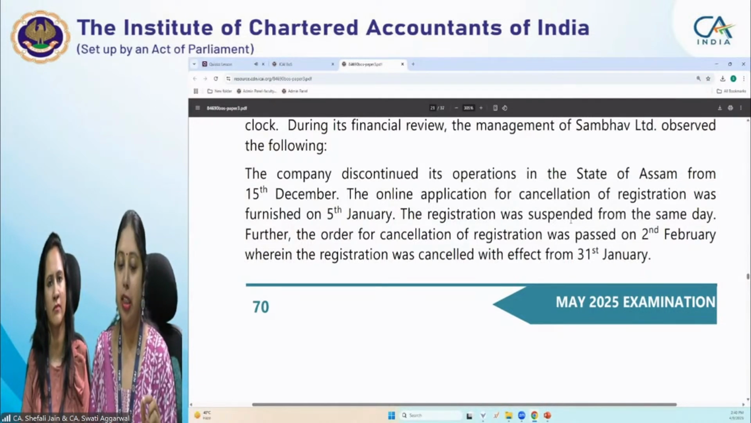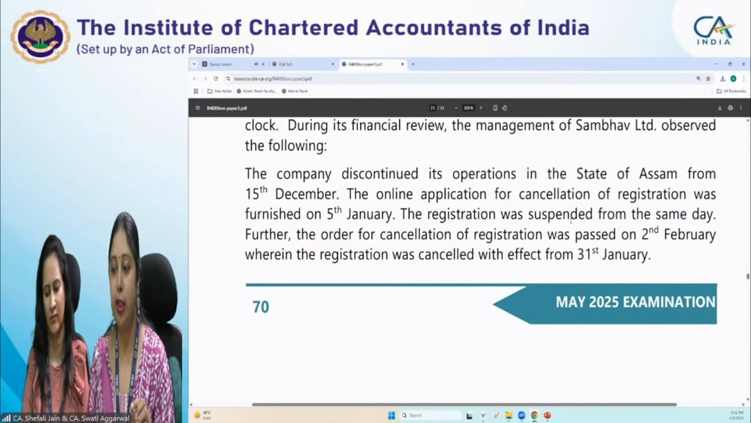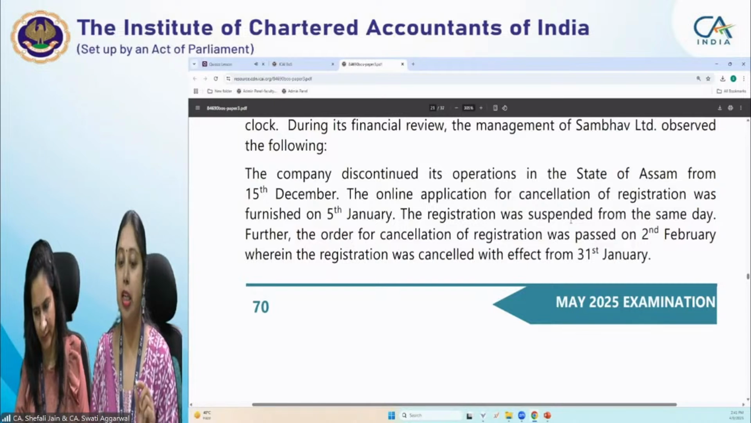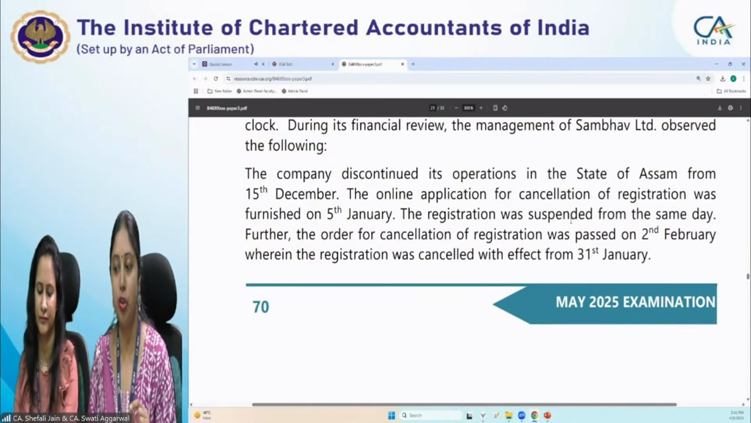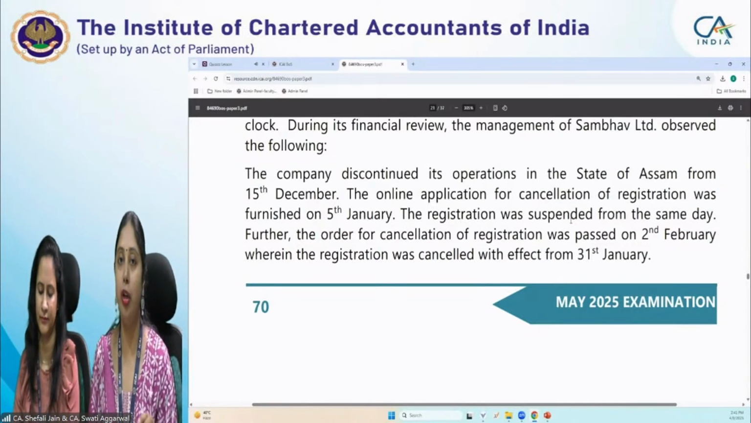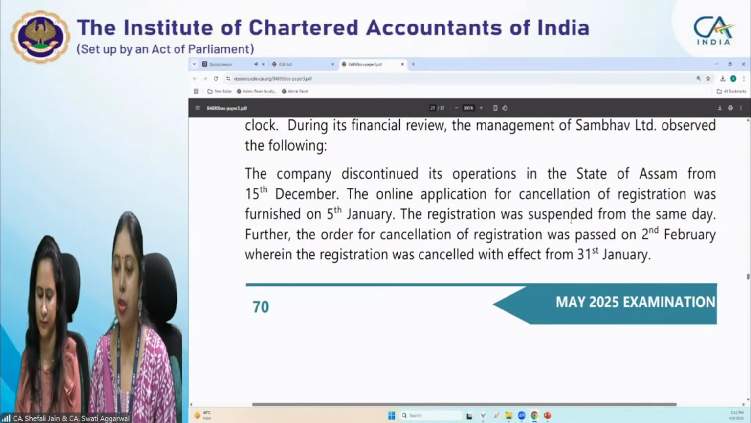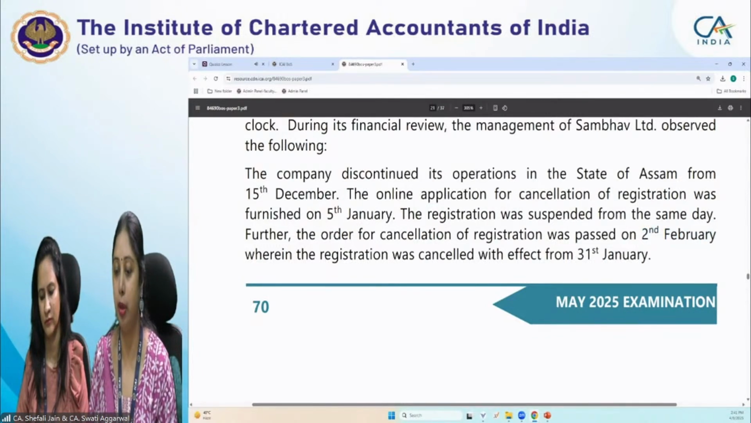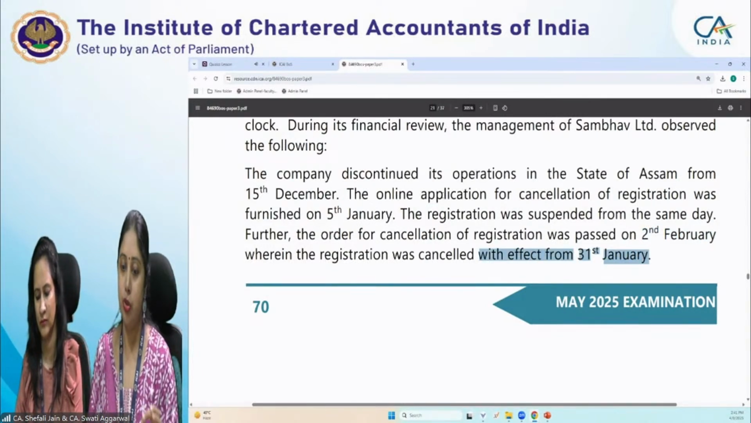The company discontinued its operations in the state of Assam from 15th December. Now these dates you have to mark very carefully. The online application for cancellation of registration was furnished on 5th January. The registration was suspended from the same day. The application was filed on 5th January, and the suspension of registration was also on 5th January. The order for cancellation of registration was on 2nd February. And registration was cancelled with effect from a back date, that is 31st January. So these are the important dates.